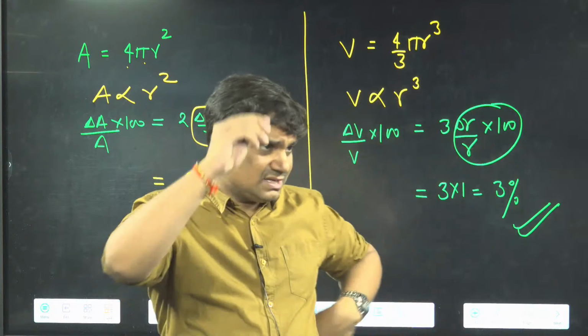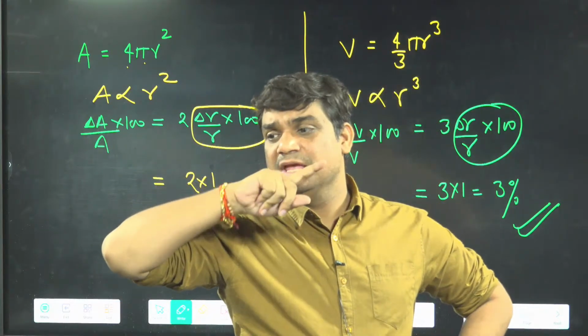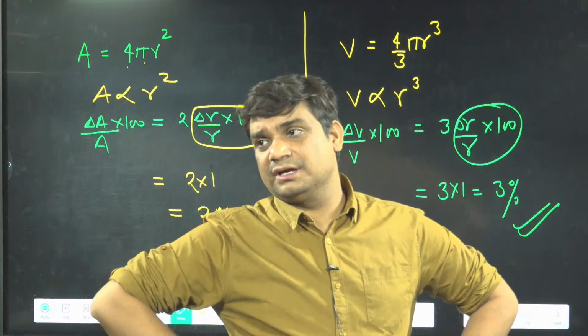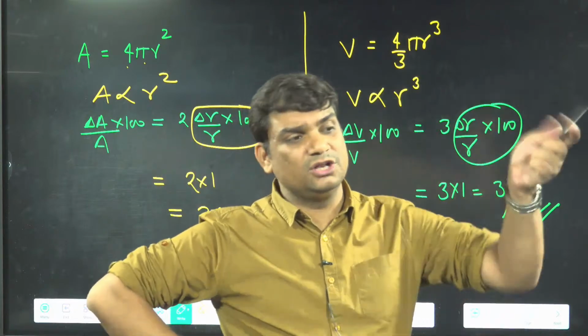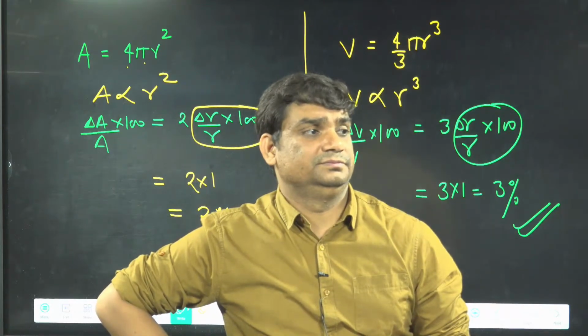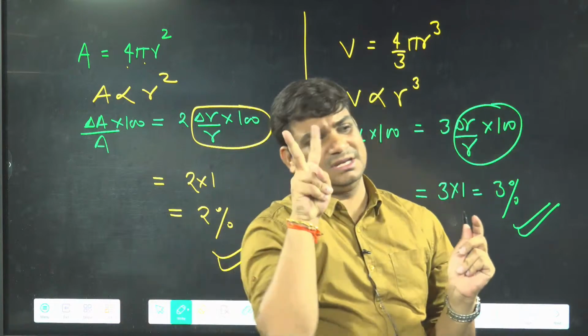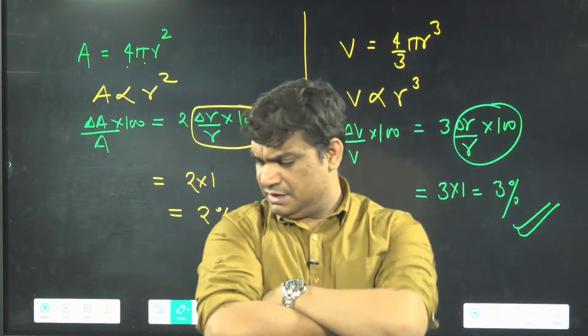So if I ask now, you have to tell the answer. If radius is 0.2%, then volume 0.6%. Okay, 3 times, because power 3 is there. So we can say yes.